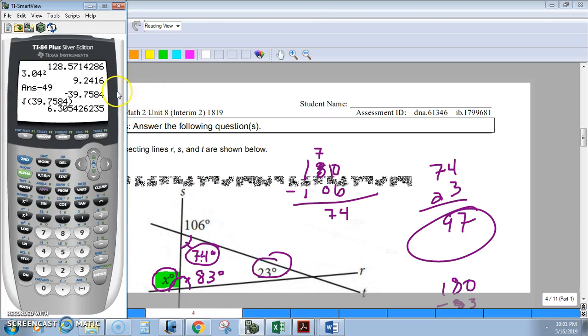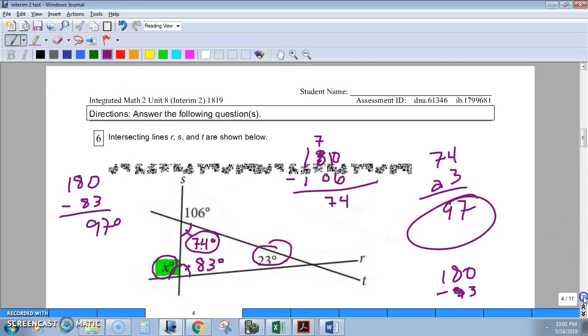Times 3.04. And then we need to multiply that by 7 because there's 7 of those triangles. And we get approximately 134.